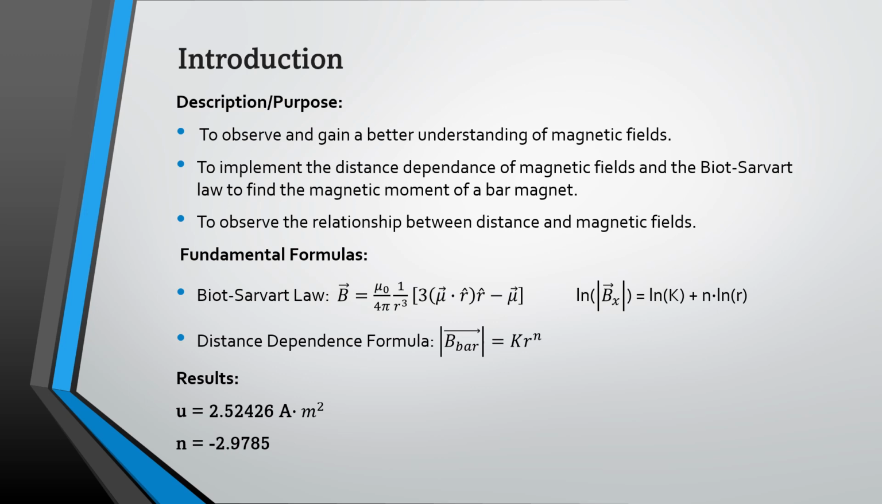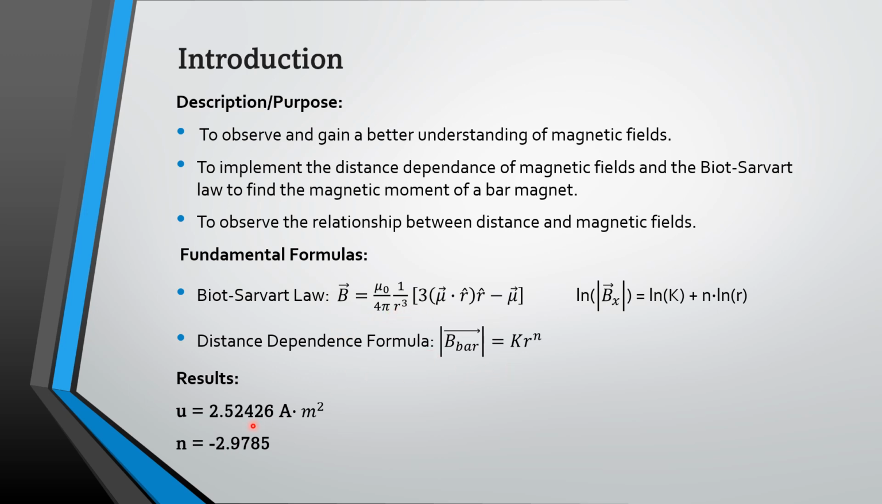Introduction, Description / Purpose. To observe and gain a better understanding of magnetic fields, to implement the distance dependence of magnetic fields and the Biot-Savart law to find the magnetic moment of a bar magnet, and to observe the relationship between the distance and magnetic fields. The fundamental formulas used in this lab were Biot-Savart's law, which is shown right here, and the distance dependence formula, which is shown right here.